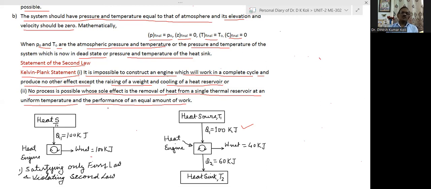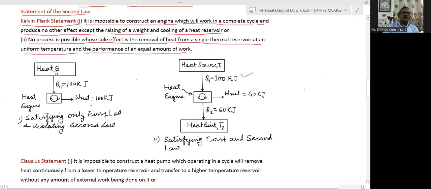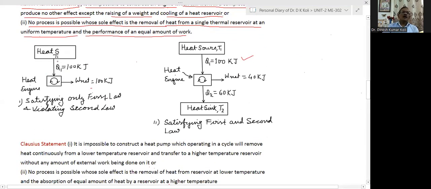And no process is possible whose sole effect is the removal of heat from a single thermal reservoir at an equal temperature and the performance of an equal amount of work. The second statement also says the same. We are removing heat from a single thermal reservoir and performing an equal amount of work. So heat and work are being converted one into the other. This type of engine or process is not possible. Here the engine is only interacting with one reservoir.